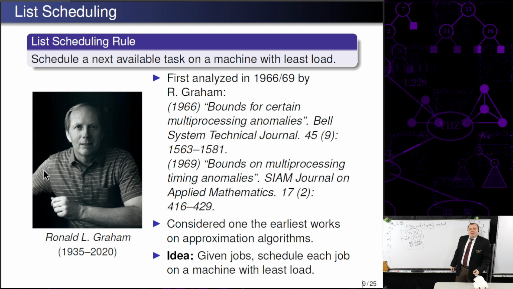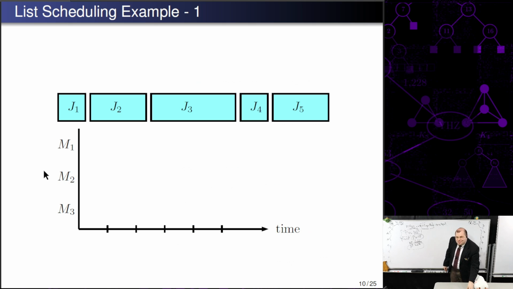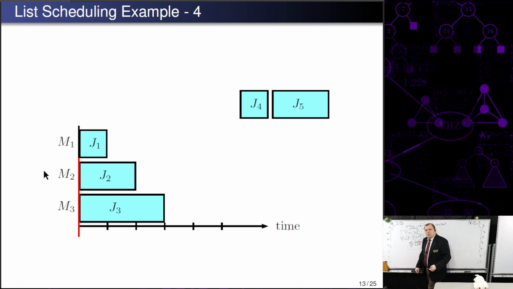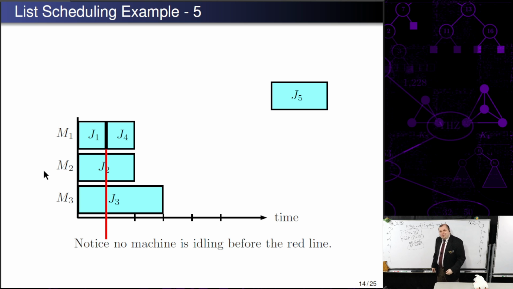So, what does that mean for us? Well, here's an example. Suppose I have the 5 jobs again. I'm just going to place the first 3 jobs. Notice that I'm not going to care about what order they're in. This is a feature of the algorithm. It doesn't matter what order I schedule the jobs. I could take them in any order. I'm just going to read them off from left to right. So I'm going to place job 1, job 2, and job 3 on machine 1, machine 2, and machine 3. Each one is a machine with least load. So job 4 is going to naturally go on machine 1 because that is the one with least load at that time.